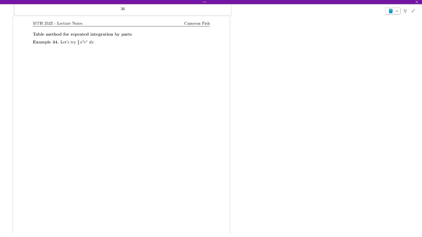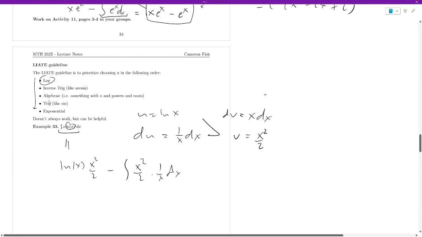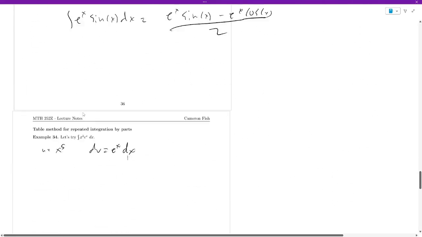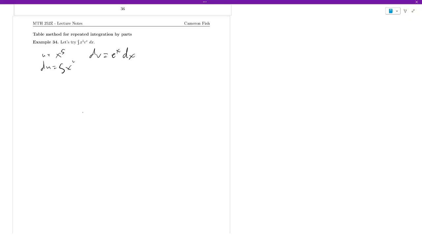Let's imagine we follow the LIATE rule. LIATE suggests that my u should be the x to the 5, and the dv should be e to the x dx. Why does it suggest that? The x to the 5 counts as algebraic, which is ahead of e to the x, which is exponential. So let's say we pick that. What would be my du? 5x to the 4 dx. What would v be? e to the x.